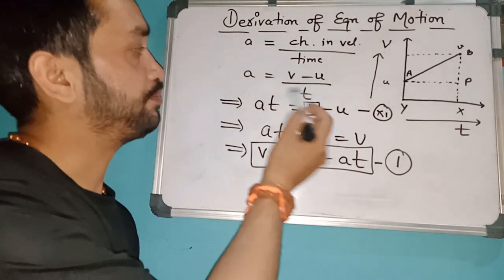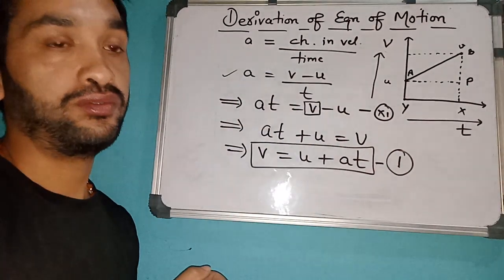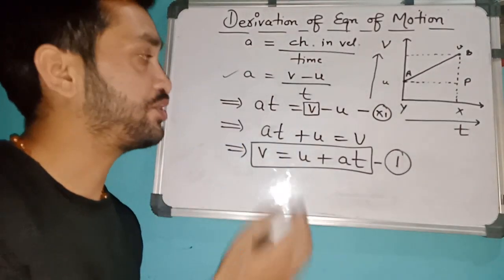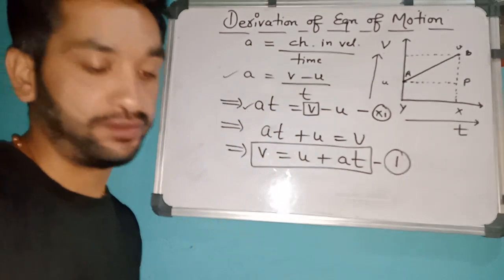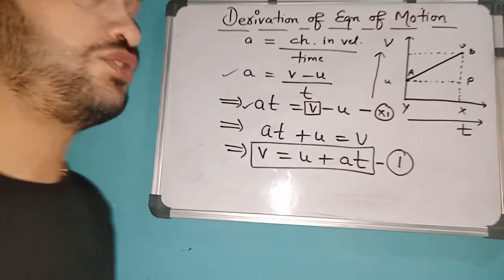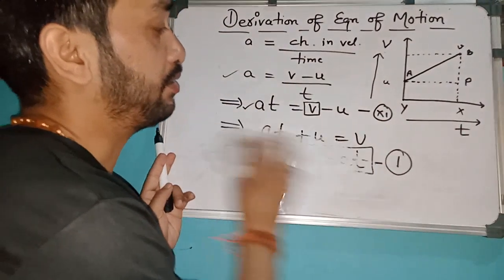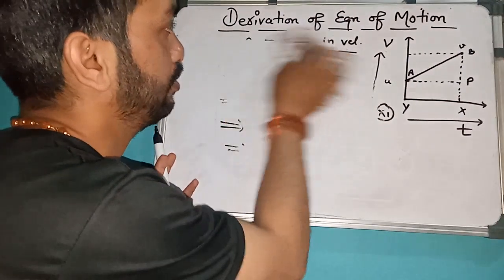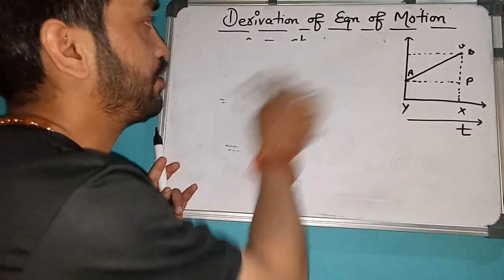Remember these terms, because we are going to use them in our derivation of the second equation: at equals v minus u and a equals (v minus u) by t. Remember these equations also. Now let us go for the derivation of the second equation.